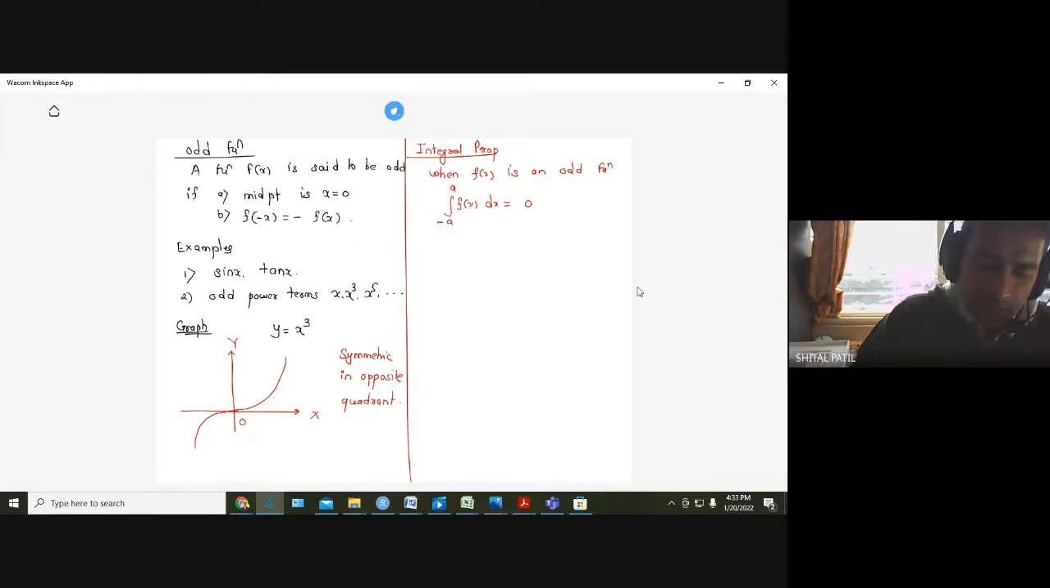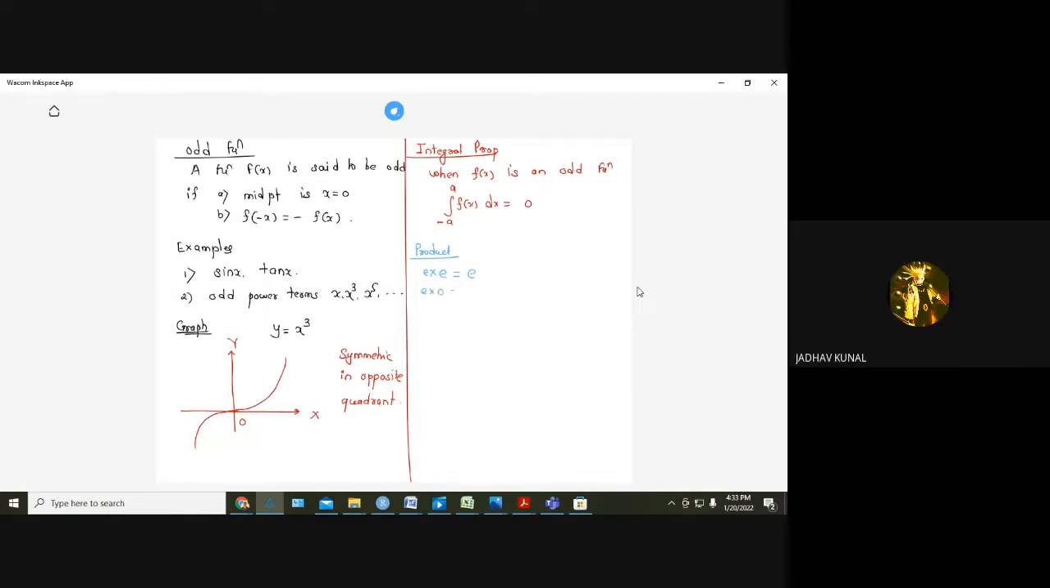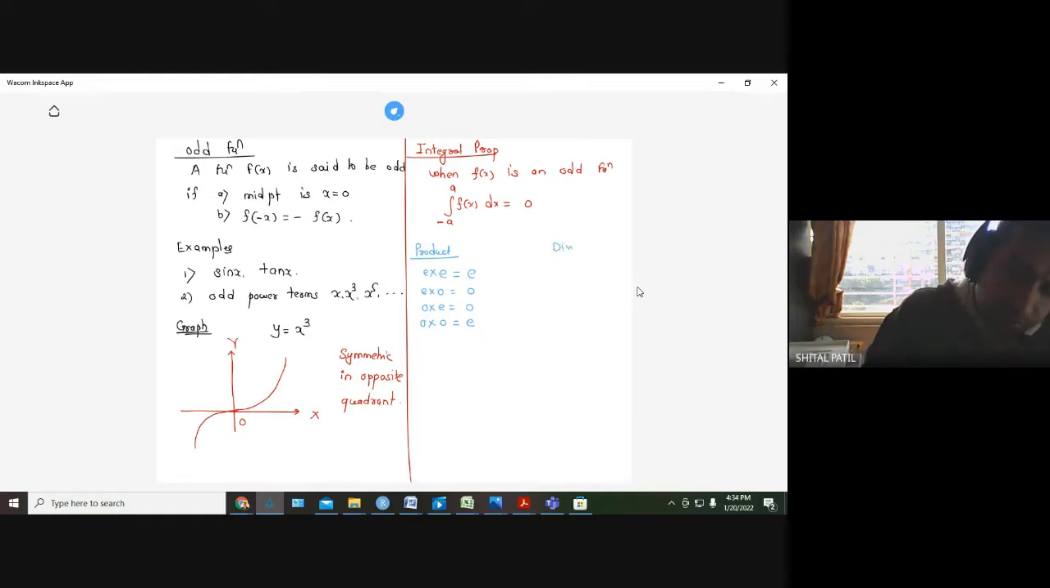Okay, then I think we know this. Even function into even function, what is the resultant? Even function. Even into odd is odd. Odd into even is odd, and odd into odd is even. Same is true for division also.